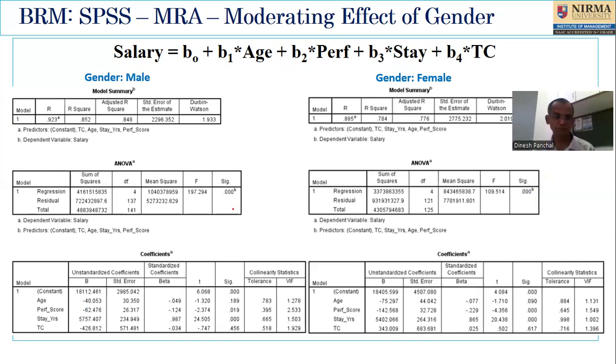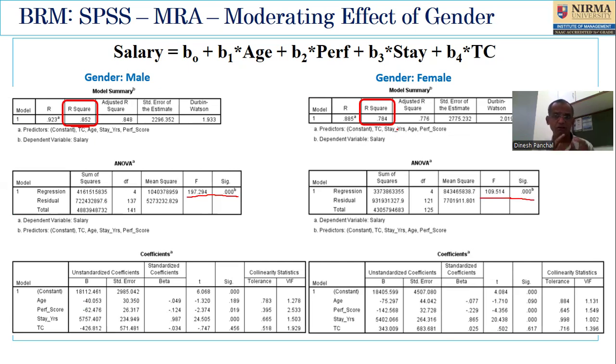In the moderation analysis, first we check whether the outputs are significant or not. In case of male, the output is significant, F significance is there. In case of female also, it is there. So the first point is clear. The second point is the R-square value. The R-square value in case of male is 0.852, and in case of female it is 0.784. You have to find out the difference between these two. In this case, the difference is about 0.09 or so.